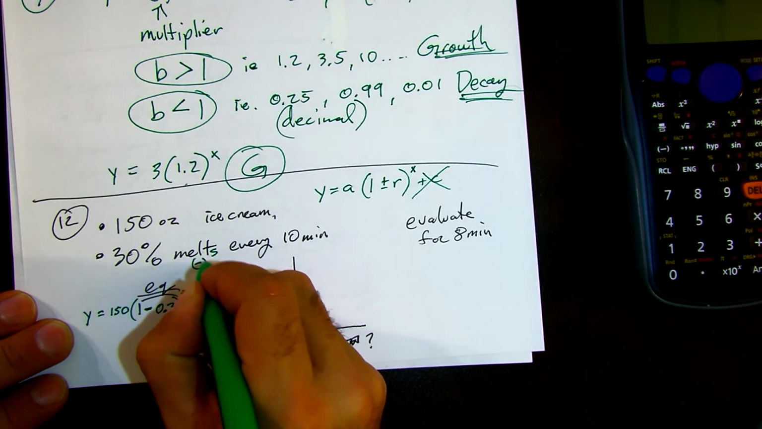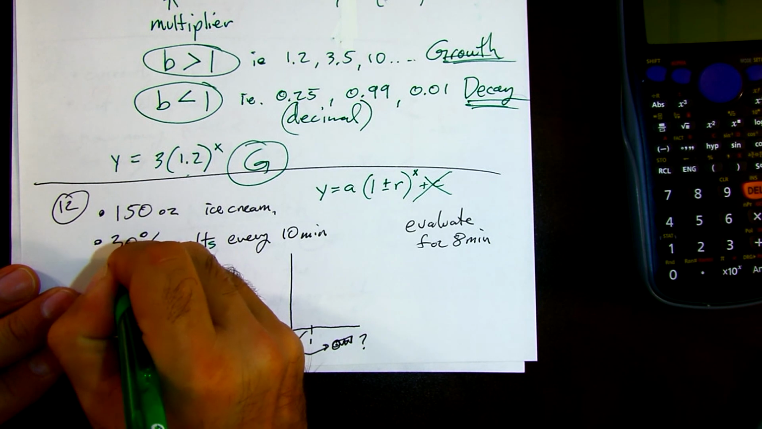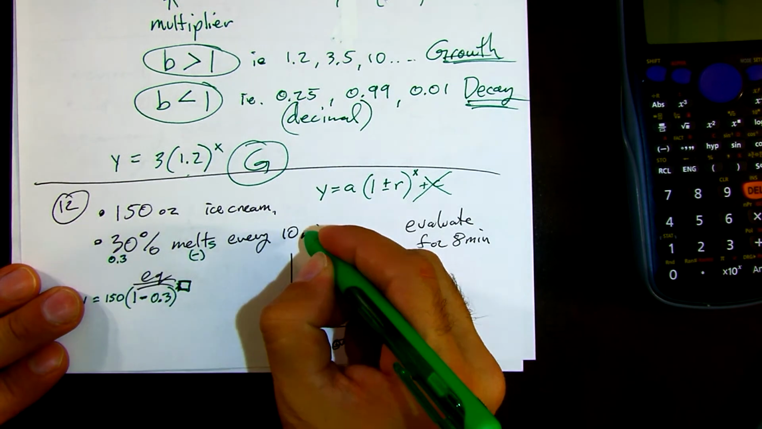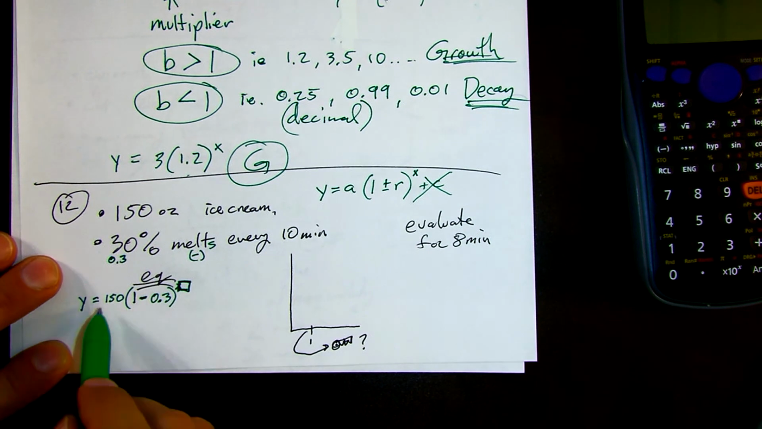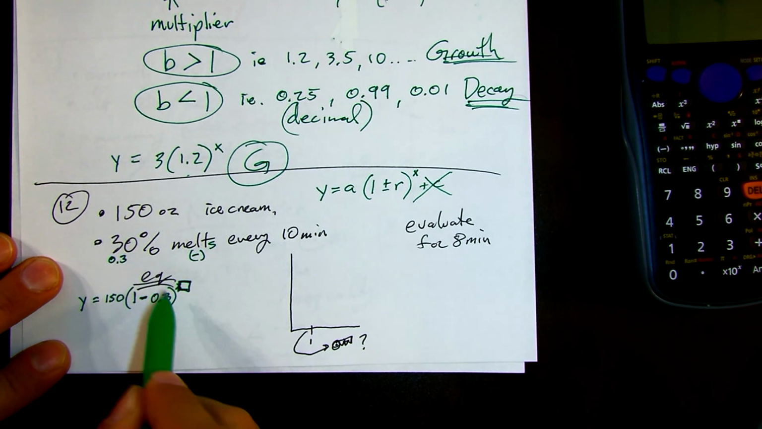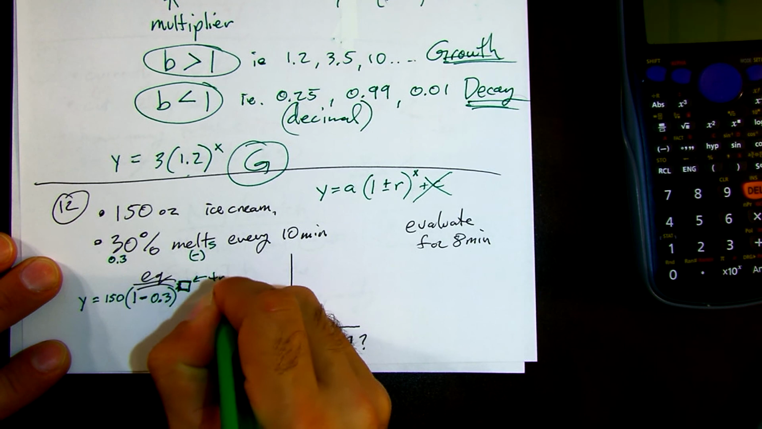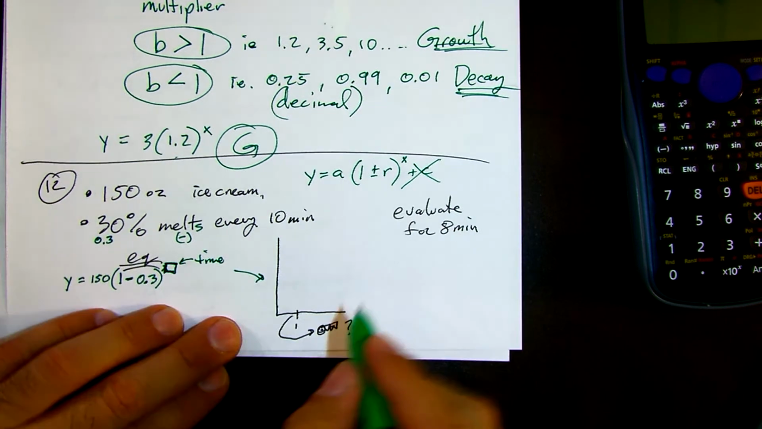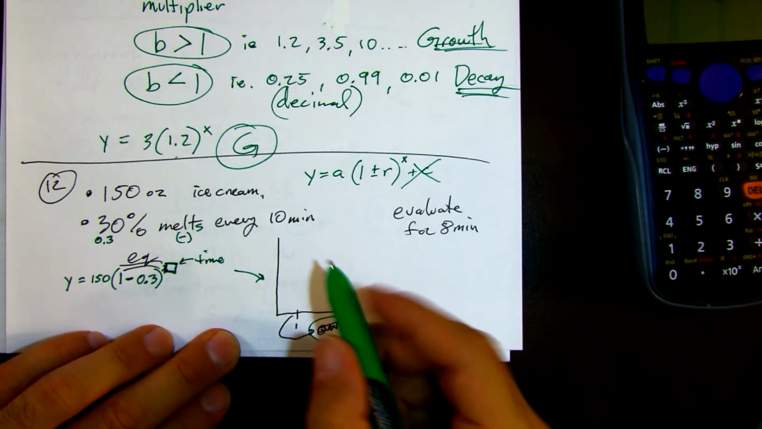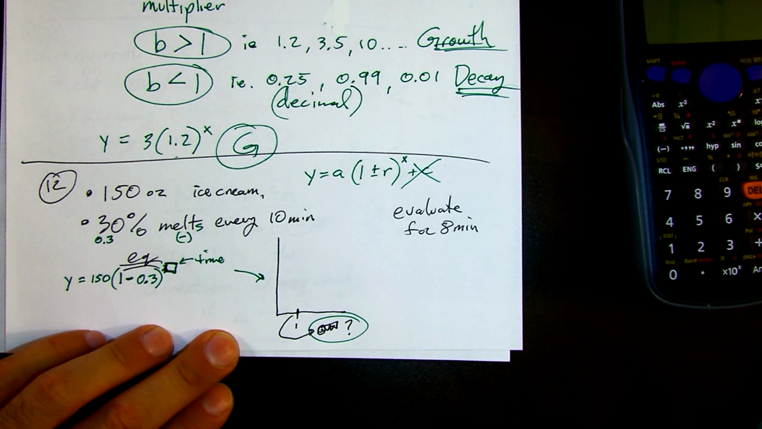Here's my approach. Bullet point, what it's talking about. First off, 150 ounces of ice cream, right? And then 30% melts every 10 minutes. It melts, so I know it's subtraction. 30% is 0.3, okay? And every 10 minutes, okay? So this is what I put in. Y is equal to our initial amount, 150, times 1 minus, because it's melting, 0.3, because that's 30% melting every 10 minutes. Now we got to find time.